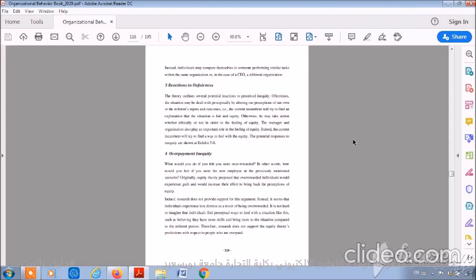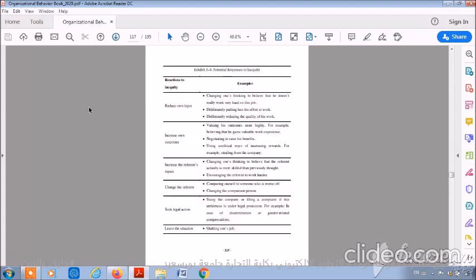The manager and organization also play an important role in the feeling of equity. Indeed, the current incumbent will try to find a way to feel equity. The potential responses to inequity are shown at Exhibit 5.8. So, let's have a look at Exhibit 5.8 or Table 5.8 in order to review the potential responses to inequity.